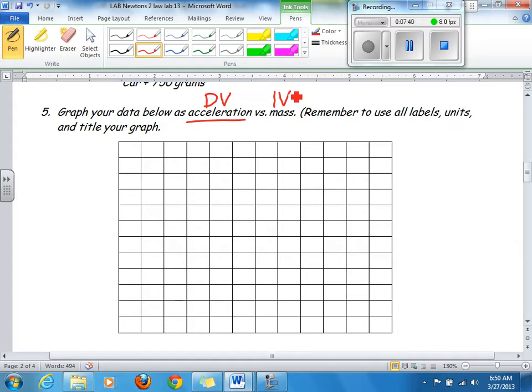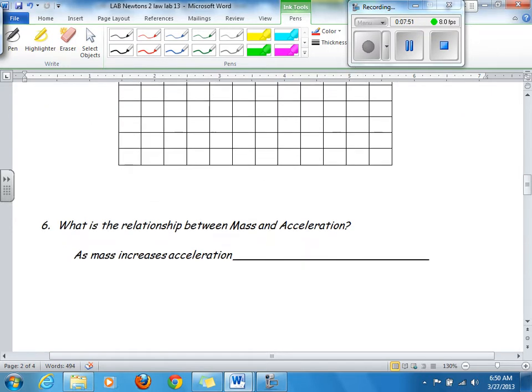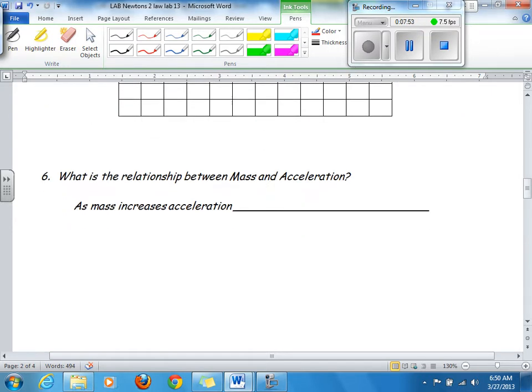So you need to graph your data. You're going to have to look at your data tables, graph that up. I'm sure you guys will do great there. You guys have been doing awesome on that. Okay, so remember to use your labels. And then you need to ask yourself, what is the relationship between mass and acceleration? So as mass increases, what happens to the acceleration? Just look at your graph. It'll be able to tell you how to do that.